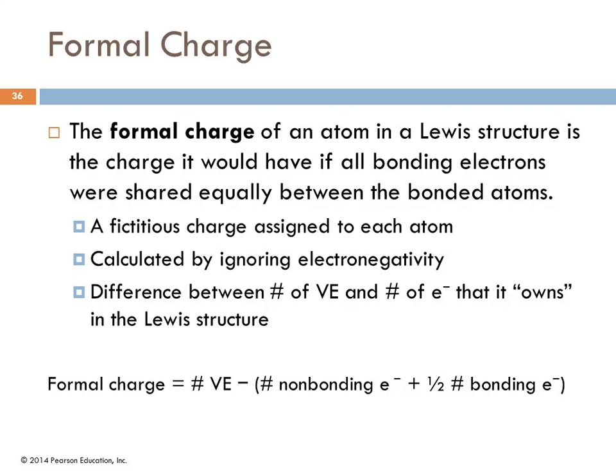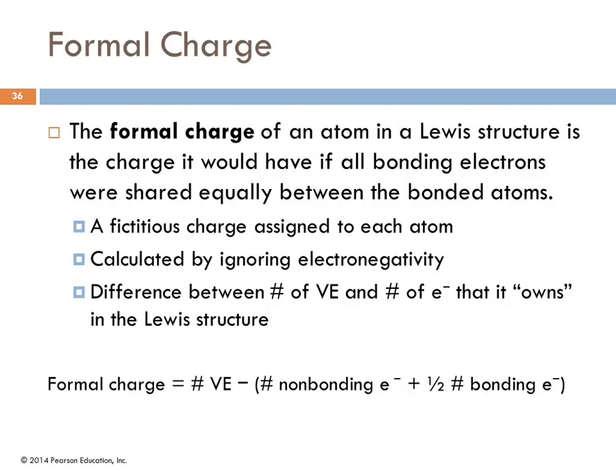Formal charge. So this is where we get more specific about where we should put the electrons and how we should bond everything together. So formal charge, the formal charge in a Lewis structure is the charge it would have if all the bonding electrons were shared equally between the bonded atoms. This is a fictitious thing. This is something we made up to help us figure out how to draw the Lewis structure that matches up with what we observe in nature. These are not charges. This is something made up.